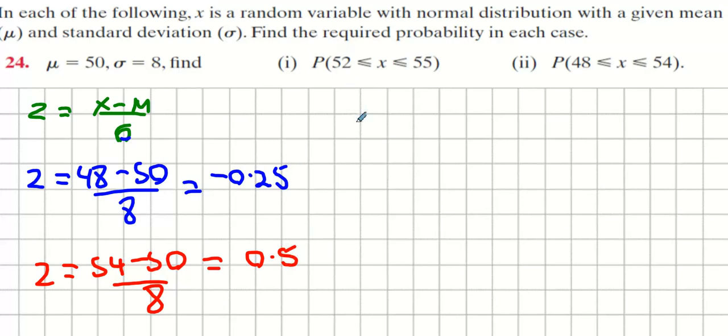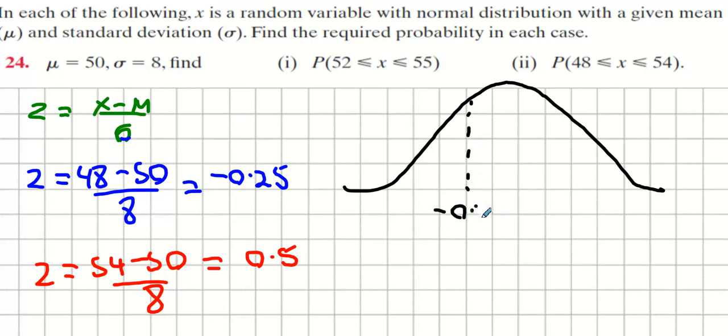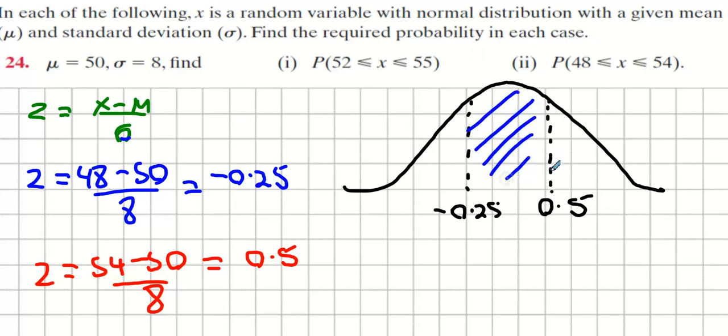I draw my normal distribution like so. Minus 0.25 is below average, so it's to the left of the middle. 0.5 is above average, so it's to the right. Okay. Now, this one's tricky, okay? So ultimately, I'm looking for the result that's in the middle. Is everybody happy with that?